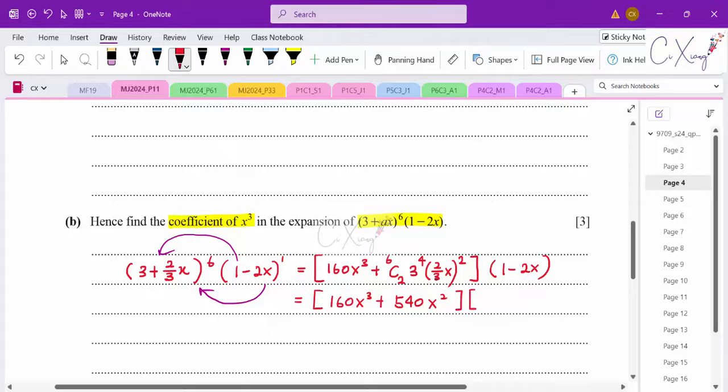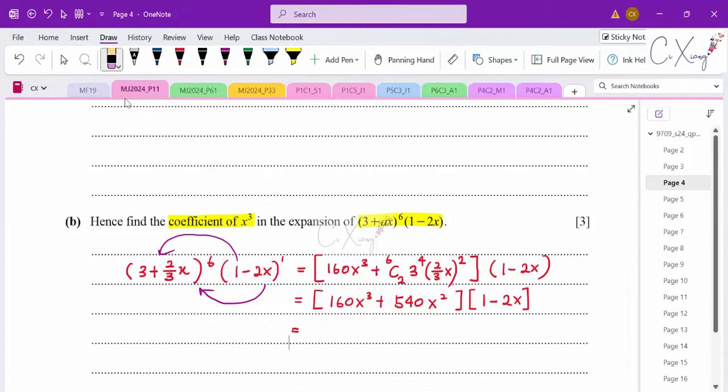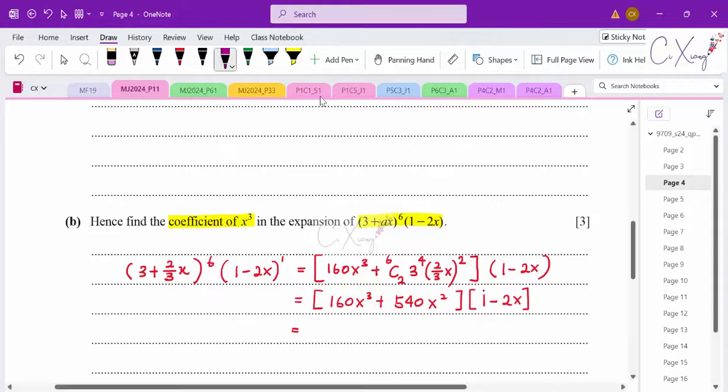Okay, so you want to multiply with the bracket 1 minus 2x. Okay, and now let's observe here. For the term number 1 here, you have to multiply with this one to get something with x power 3, right? So you're having 160 x power 3. Then for the second term, negative 2x, you need to multiply with this one, 540x squared, to get something with x power 3.